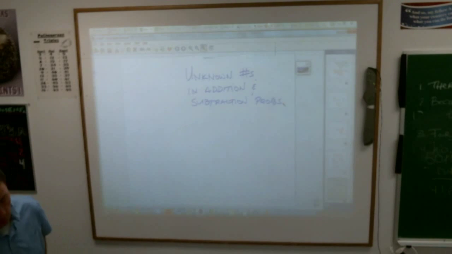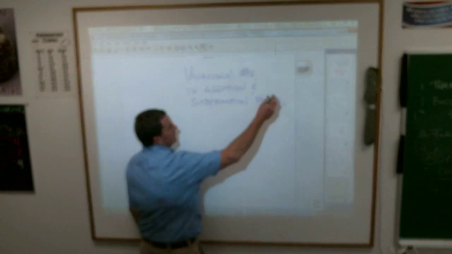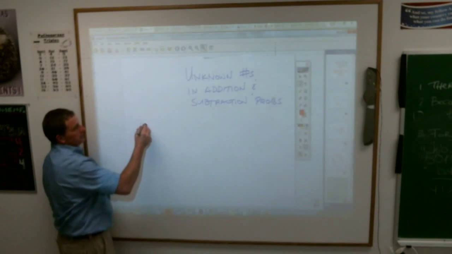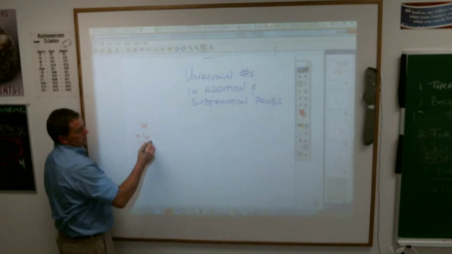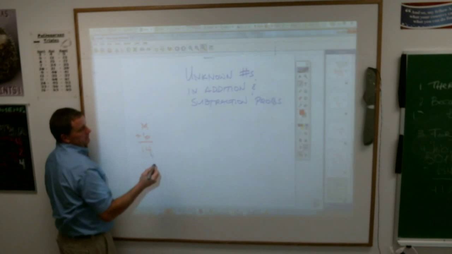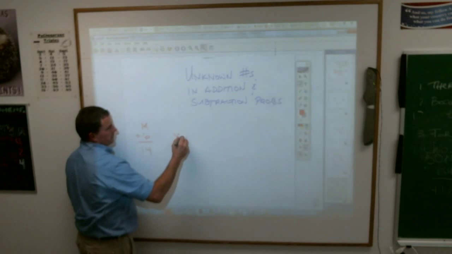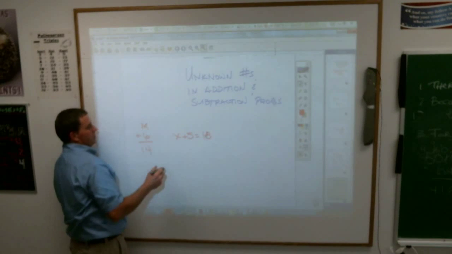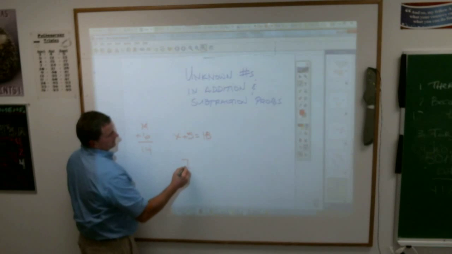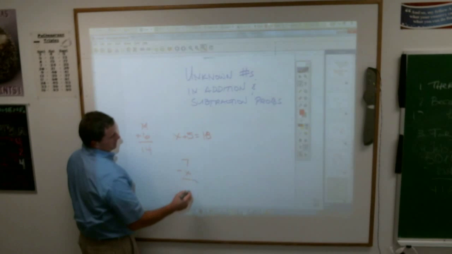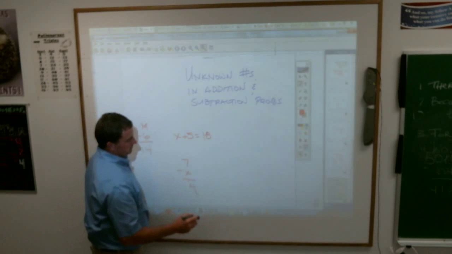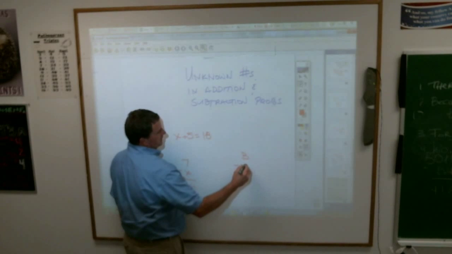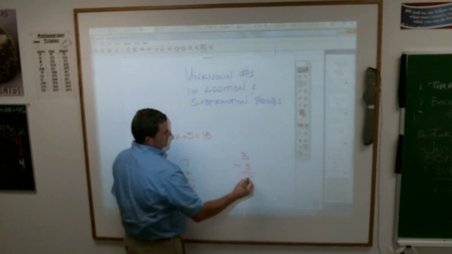Something like this. We could do all sorts of different things here. You could have something that looks like this. M plus 6 is 14. X plus 5 is 18. 7 minus X is 4. And you have B minus 3 is 8.